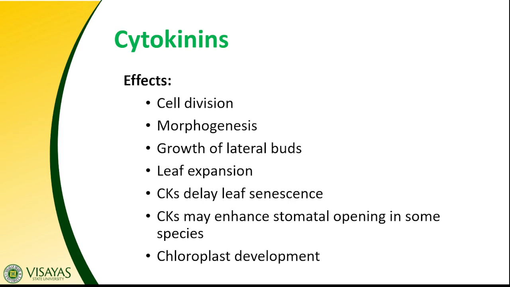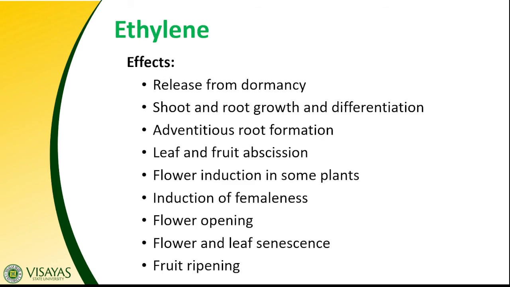Okay, the third PGR is the cytokinin with its well-known effect on cell division, morphogenesis, down to chloroplast development. And another PGR is the ethylene, which also has this well-known effect on releasing from dormancy, shoot and root growth and differentiation, adventitious root formation, abscission of leaf and fruits, flower induction in some plants, the very well known induction of femaleness.